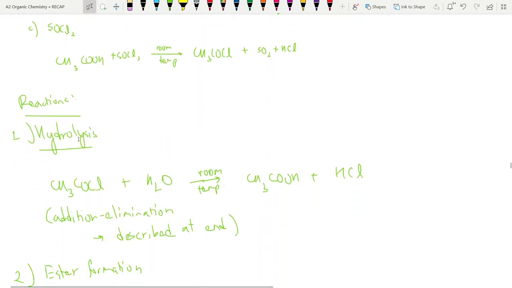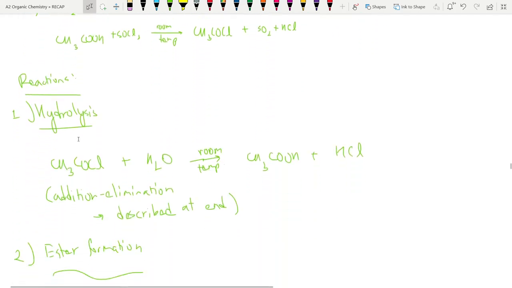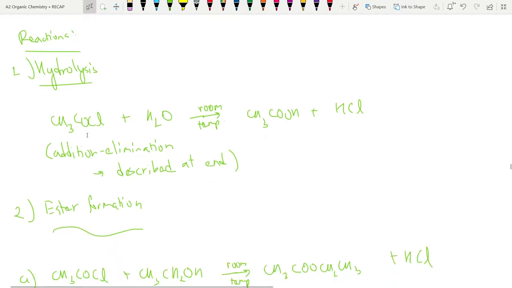Now, what reactions do they undergo? They take part in hydrolysis reactions with water. We're going to get carboxylic acids and HCl gas. This occurs at room temperature. By the way, the addition-elimination reaction mechanism has been added. I discussed this at the end. Okay, you can skip there if you want.